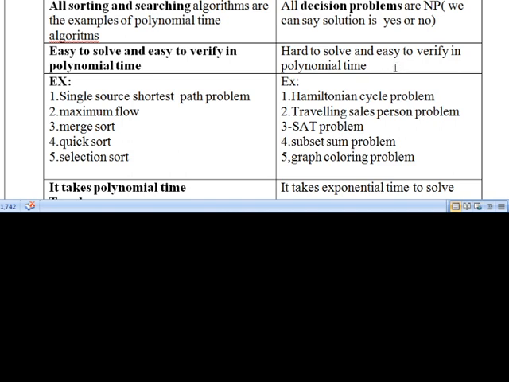So solving the given problem in NP type is very difficult because the time taken to solve NP type problems is exponential time, order of 2 power n. It is very difficult to solve. Whereas coming to verification, I can verify whether the given answer is correct or not. I will give one more example so that we can clearly understand what is verification and solving.